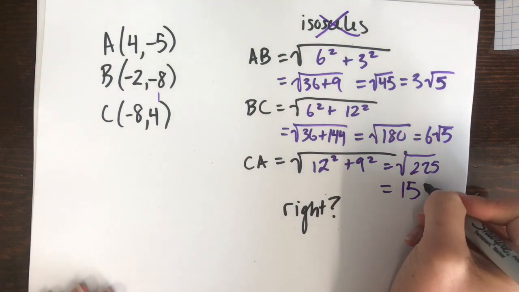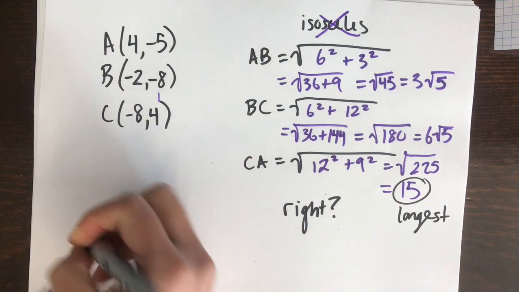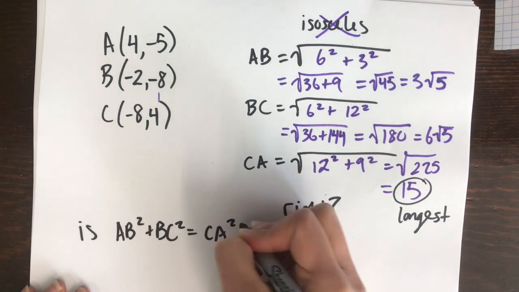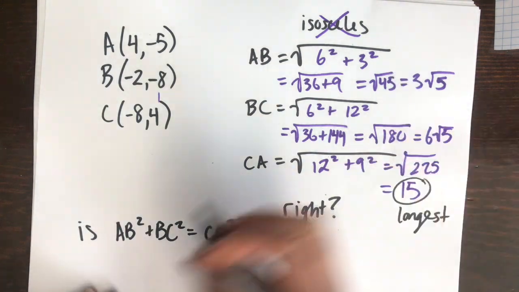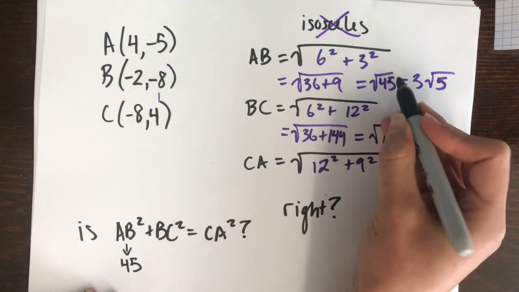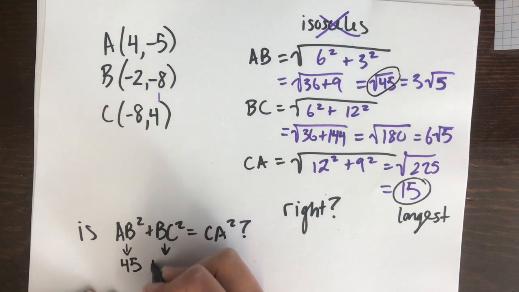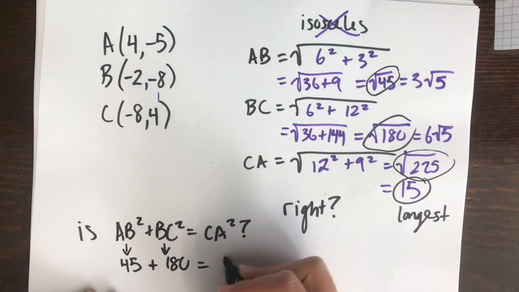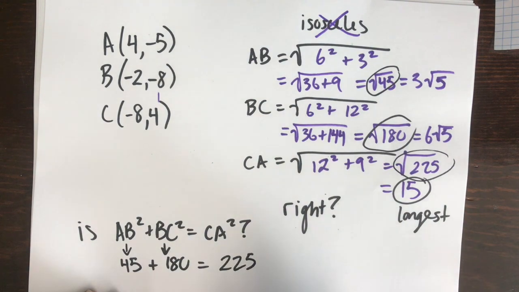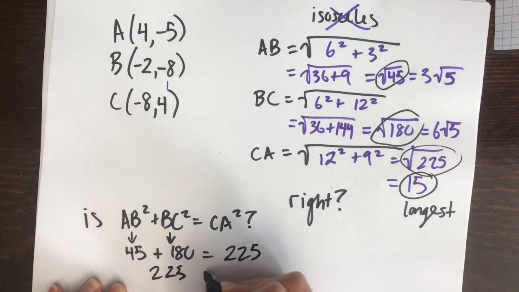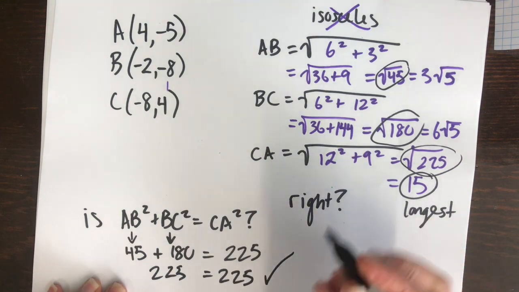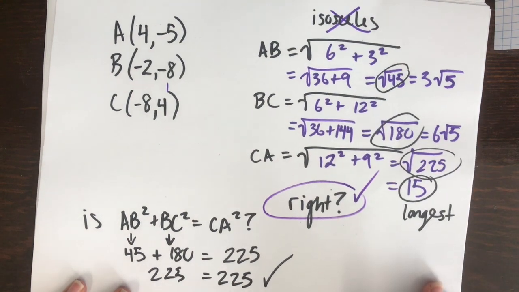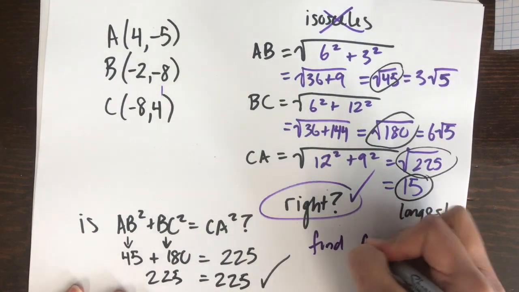But is it right? Well, what I can do is use the Pythagorean theorem and take 15 as my longest side, and the longest side will be the hypotenuse if it is a right triangle. And I'm going to square the other 2 sides, add them together, and set them equal to the third side squared, right? So AB squared is the square root of 45 squared, which is 45. BC squared is the square root of 180 squared, which is 180. And CA is the square root of 225 squared, which is 225. Okay, so then 45 plus 180 is 225, right? So those 2 things are equal, so the Pythagorean theorem was consistent. So this is a right triangle.